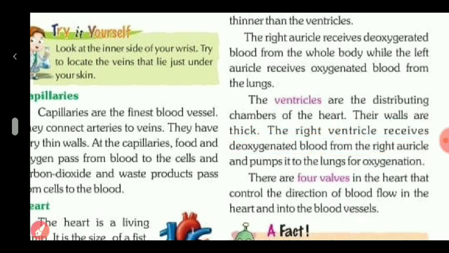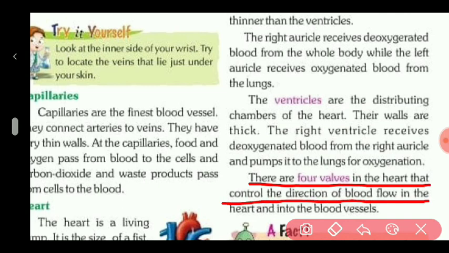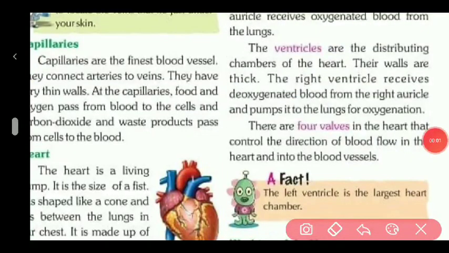There are 4 chambers in the heart: right auricle, right ventricle, left auricle and left ventricle, and valves control the direction of blood flow in the heart. Now here is a fact. Among the 4 chambers of the heart, that is right auricle, right ventricle, left auricle and left ventricle, the left ventricle is the largest heart chamber.